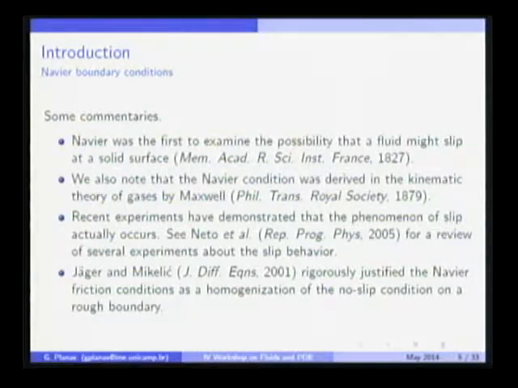From the mathematical point of view, Jäger and Mikelić in 2001 rigorously justified the Navier boundary condition as a homogenization of the no-slip condition on the rough boundary. It's a kind of motivation for using the Navier boundary condition. Okay.